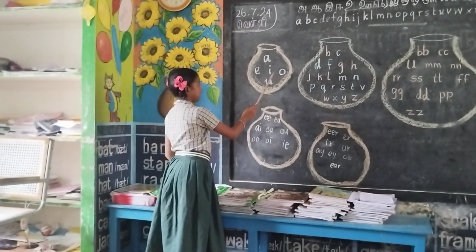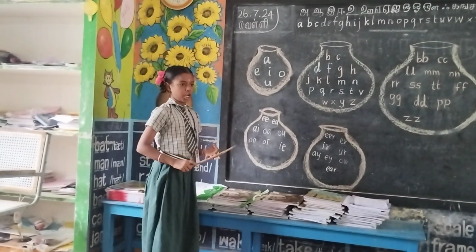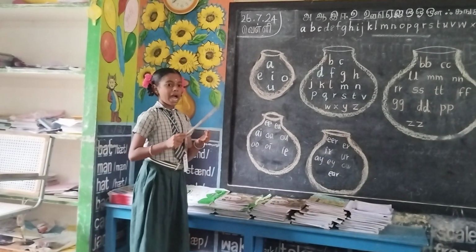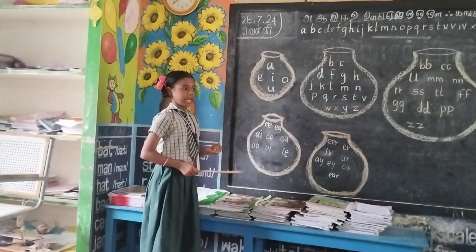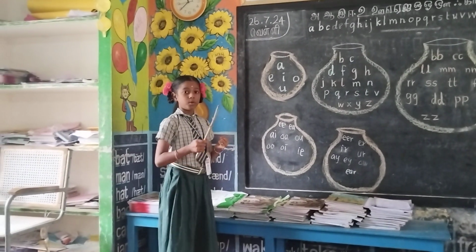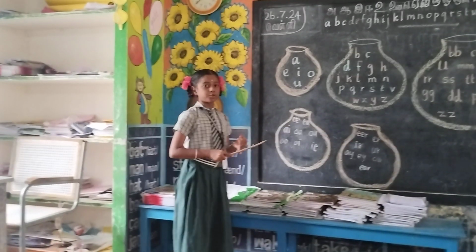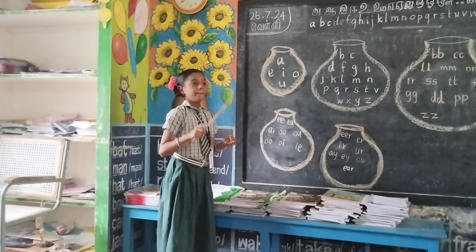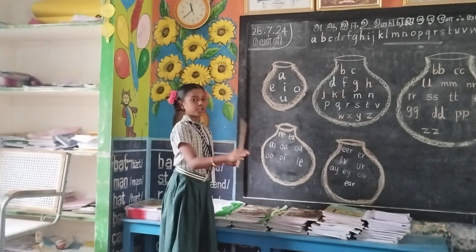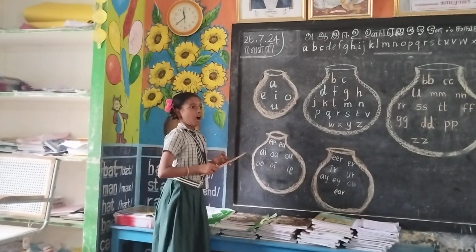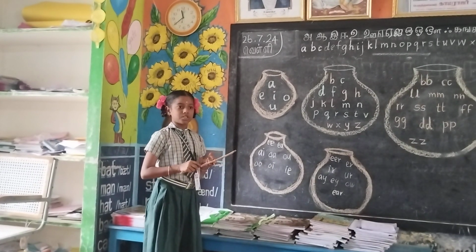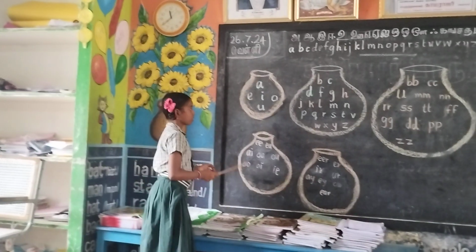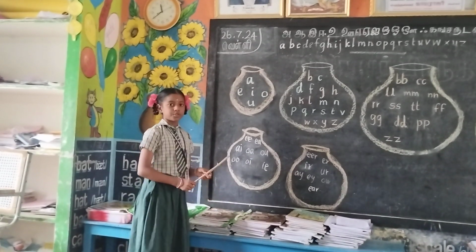The letter U has three sounds. U. For example, cut, put, bug. Push, pull. You. For example, cute, flute. Good. Next.